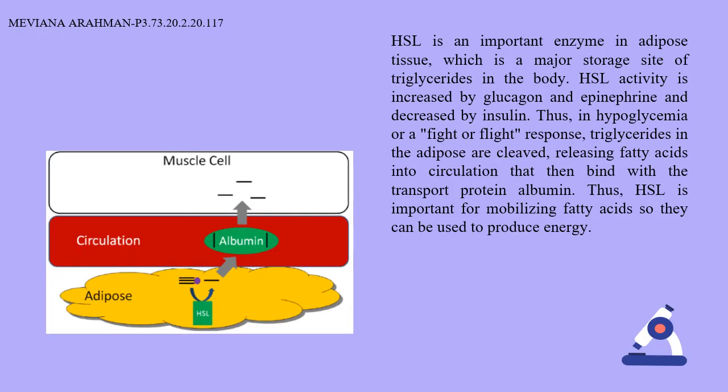HSL is an important enzyme in adipose tissue, which is a major storage site of triglyceride in the body. HSL activity is increased by glucagon and epinephrine and decreased by insulin. Thus, in hypoglycemia or a fight or flight response, triglycerides in the adipose are cleaved, releasing fatty acid into circulation that then bind with the transport protein albumin. Thus, HSL is important for mobilizing fatty acids so they can be used to produce energy.